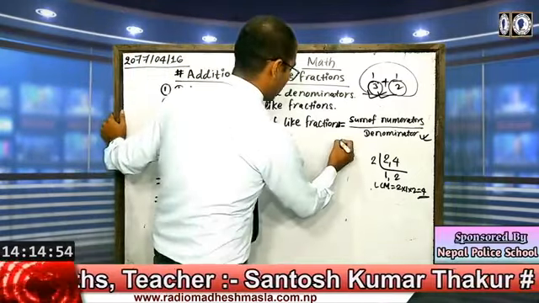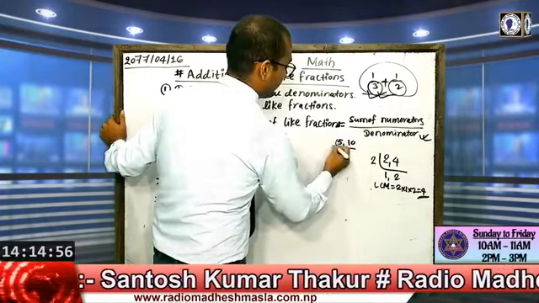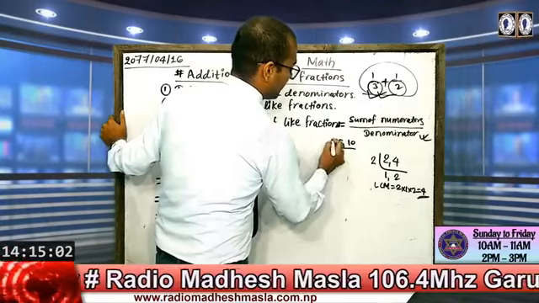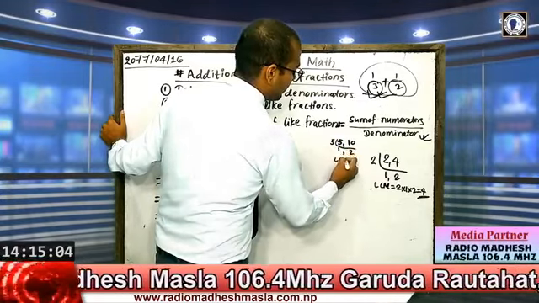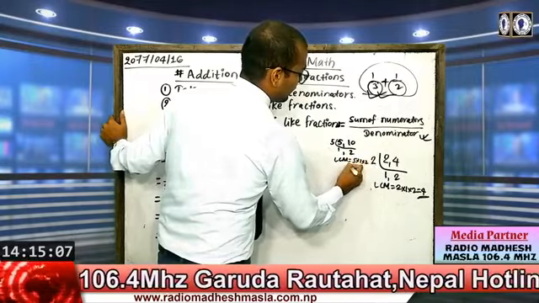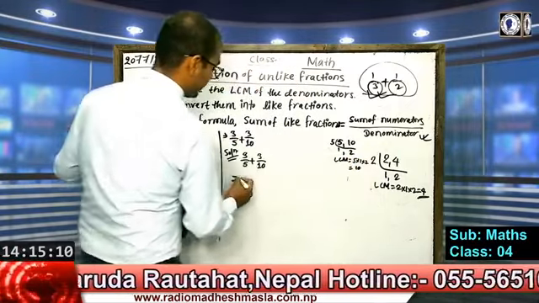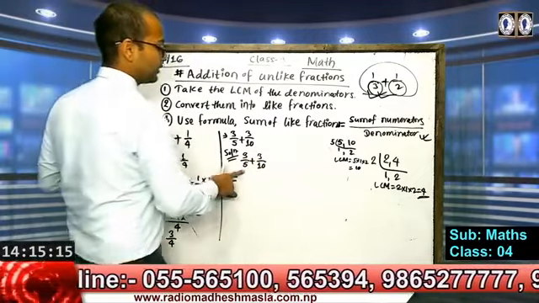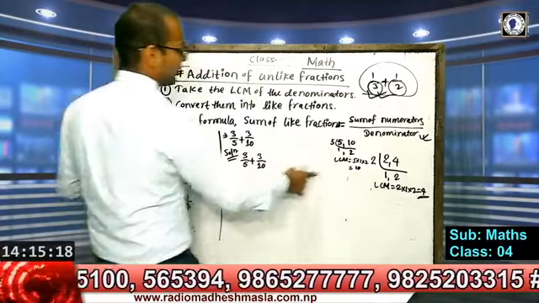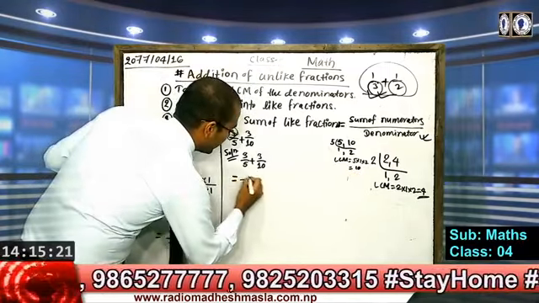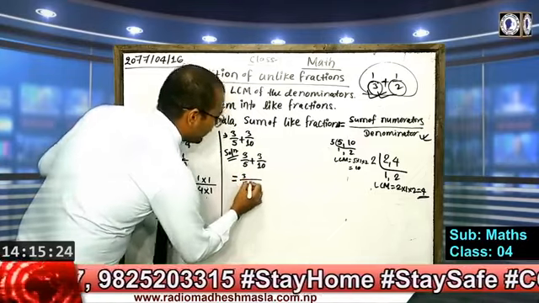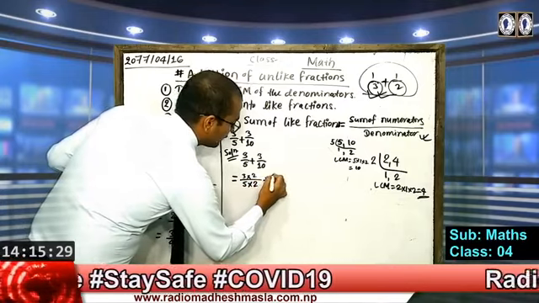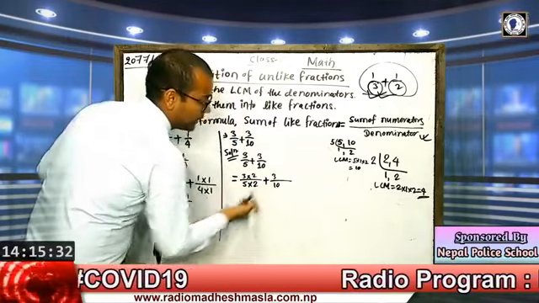So when we take the LCM of 5 and 10, we will get what? 5 1s are 5, 5 2s are 10, then LCM is equal to what? 5 into 1 into 2 is equal to 10. So our LCM is 10, so we should make our denominator equal to the LCM, that is 10. So to make the denominator 10, we should multiply 5 by 2, and in 3 by 10 the denominator 10 is already equal to the LCM 10.